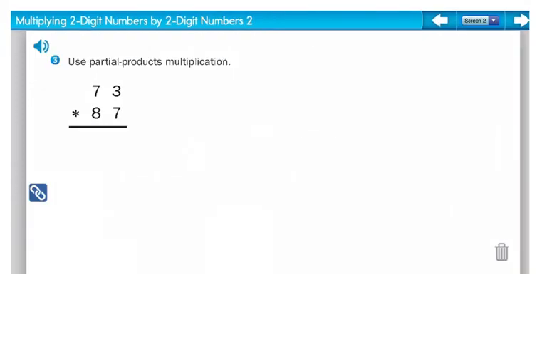So on number 3, we're going to use partial products multiplication. The first thing that I'm going to do is multiply the value of the 8 and the 7. 80 times 70. Now again, what I put in parentheses is just showing my thinking. You don't have to write that down unless it helps you. Then go ahead and do that. So 80 times 70, well, 8 times 7 is 56 with 2 zeros behind it.